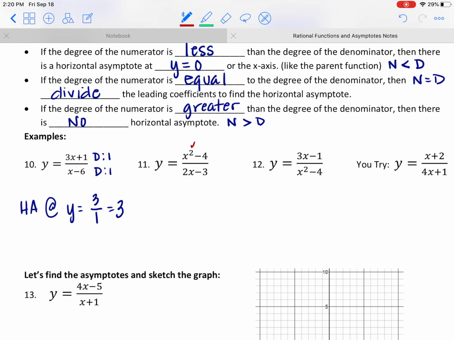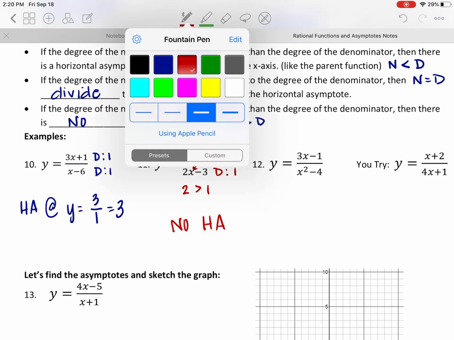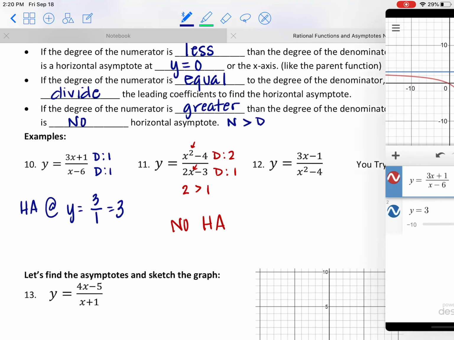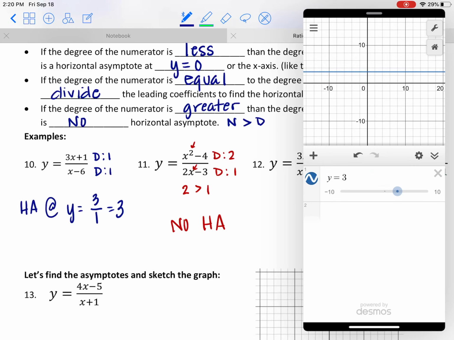On the next guy, the degree of the top right there is 2. And the degree of the bottom right there is 1. So this time, the degree of the top, 2, is bigger than the degree of the bottom. And anytime the numerator is bigger than the denominator in terms of degree, then there is no horizontal asymptote. Okay, over here, these are equal. It's fine. And again, we can confirm this.